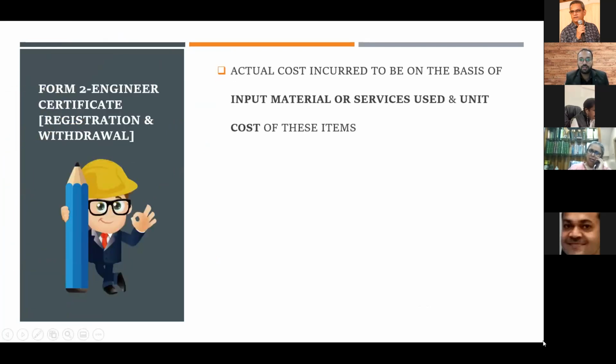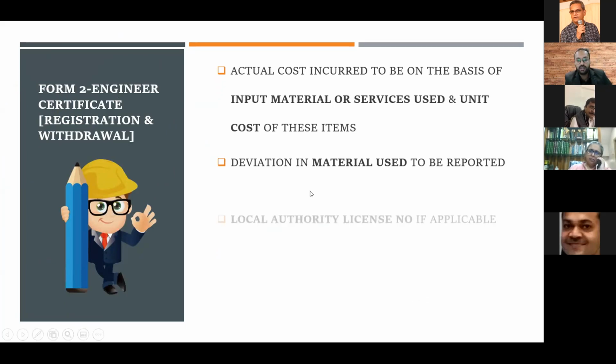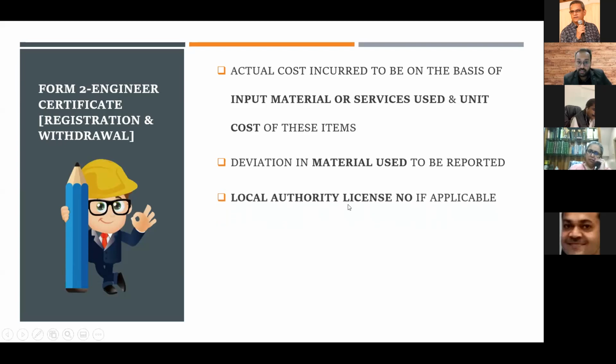Further changes, it again comes. Deviation in material used is to be reported by the engineer. Whatever material the developer has promised that this much material he has bought, but any kind of changes or any kind of deviation is there, he has to report in his certificate. Local authority license number, he has to mention. If any local authority license number is there, then he has to mention in his certificate.